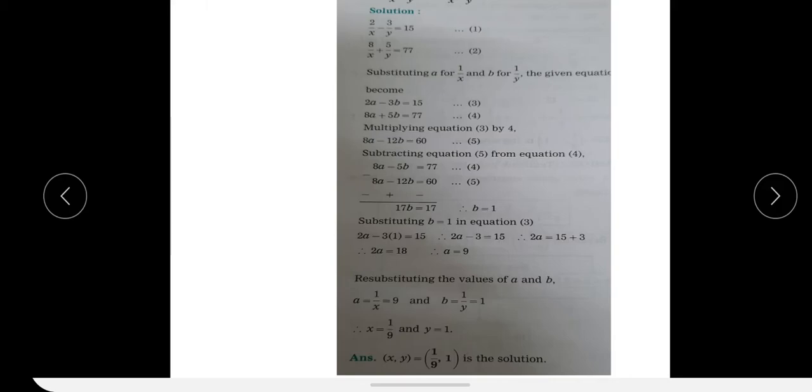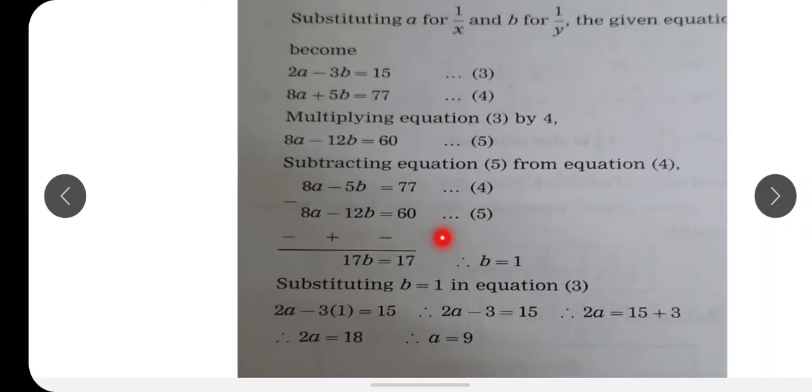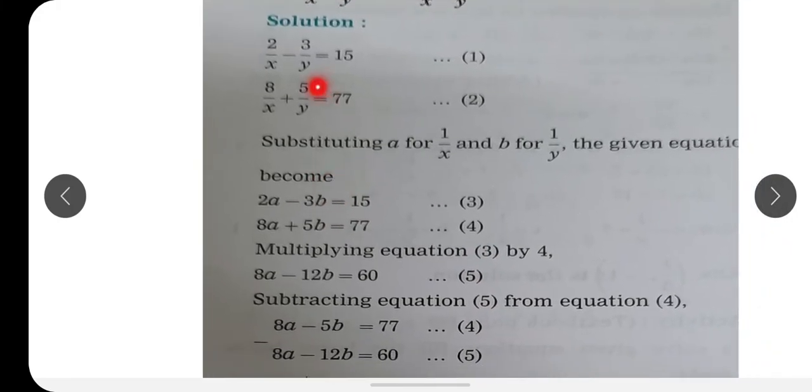Example is 2 upon x minus 3 upon y is equal to 15, equation number 1. Next equation is 8 upon x plus 5 upon y is equal to 77, equation number 2. Again, 2 upon x means 2 into 1 upon x, 3 upon y means 3 into 1 upon y, 8 upon x means 8 into 1 upon x, and 5 upon y means 5 into 1 upon y.